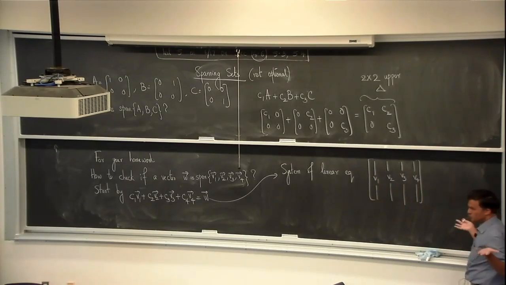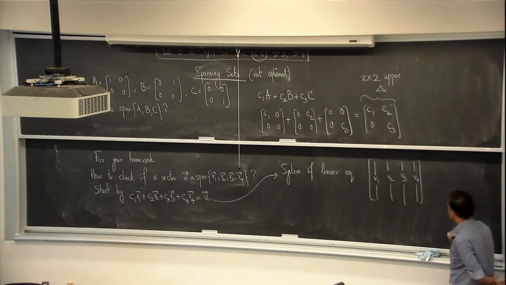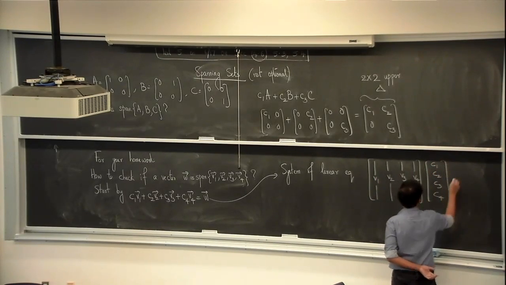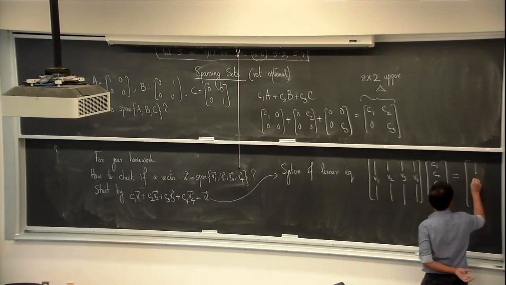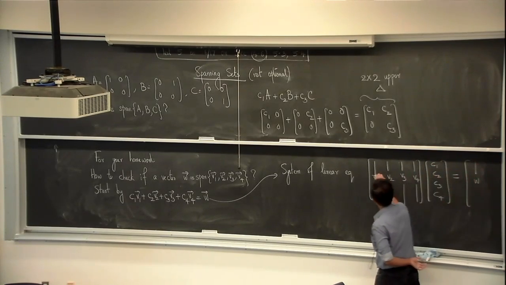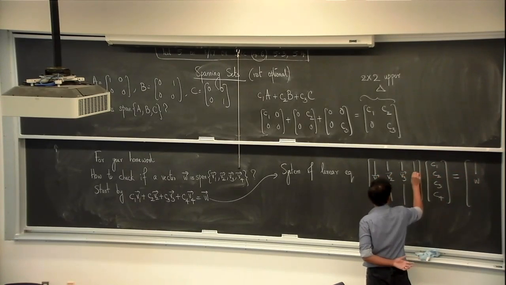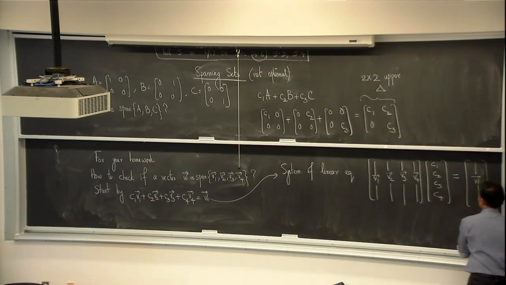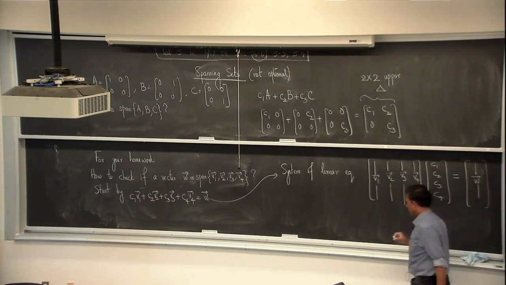It could be 3, it could be 2. Okay, that depends on the question. Times C1, C2, C3, C4 equal to the vector W. These are all vectors. You know how to solve this using Gaussian elimination. Write the augmented matrix.